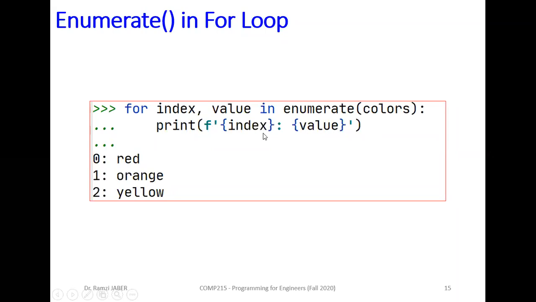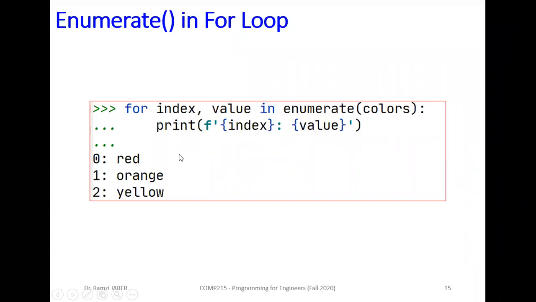Using an f-string to format index and value, this for loop will give us index 0. We split this enumerate list by 2: the index part for index, the value part for value, and print them. So 0 gives us red, 1 colon orange, 2 colon yellow, like we wrote inside the print: index, colon, space, value. You got it? We can use enumerate to split the index and the value. It's a faster way to do this. Any questions here?